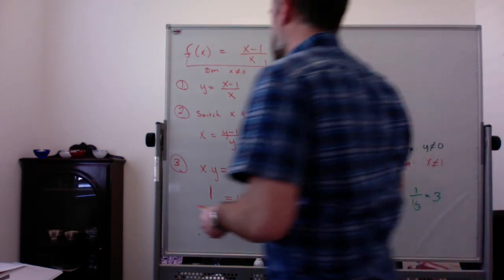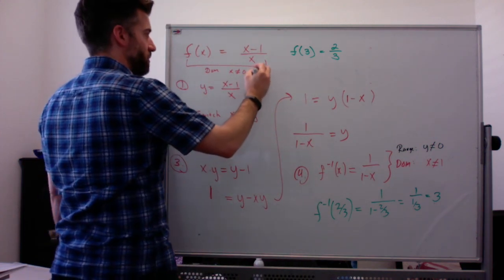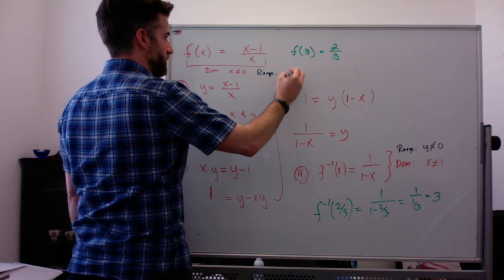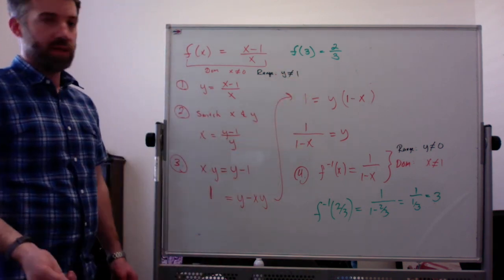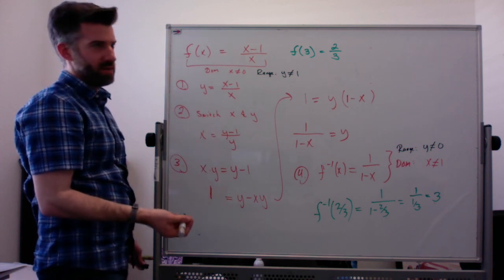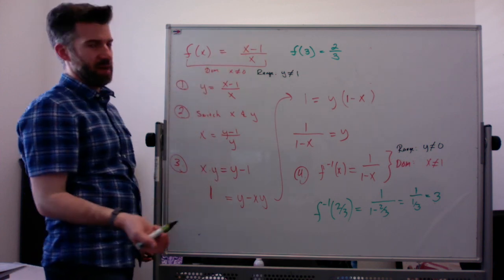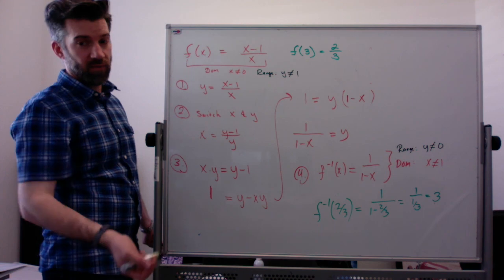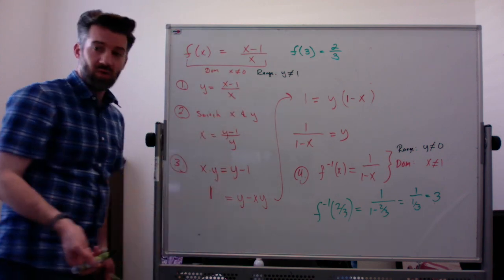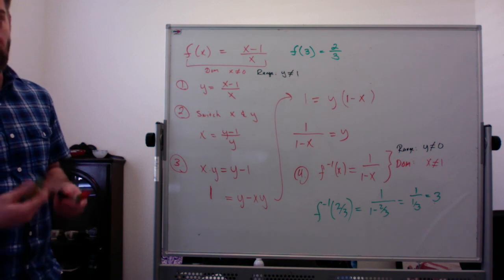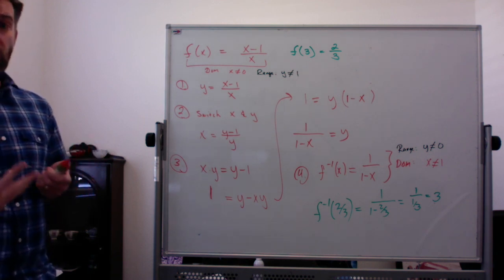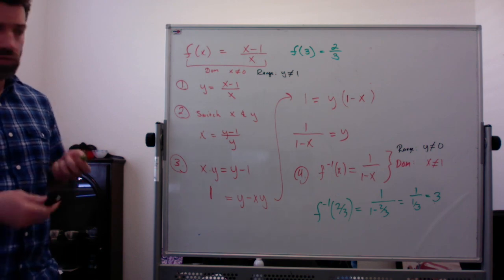And more helpfully, it also means that the range here is everything except for y equal to 1. Y can't be 1. This will never be 1, right? X minus 1 over x, this fraction can never be 1 because the top will never be the same as the bottom. And for a fraction to be equal to 1, the top and the bottom have to be the same. So we can definitely use the inverse function to find the range of the original function, which is kind of cool.